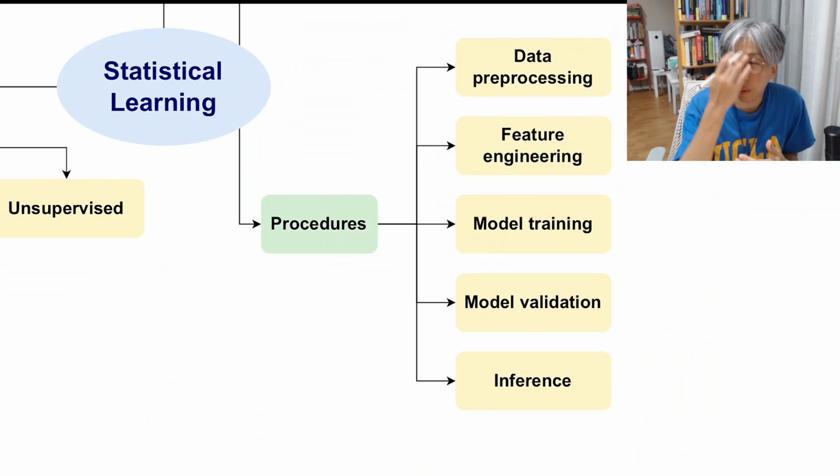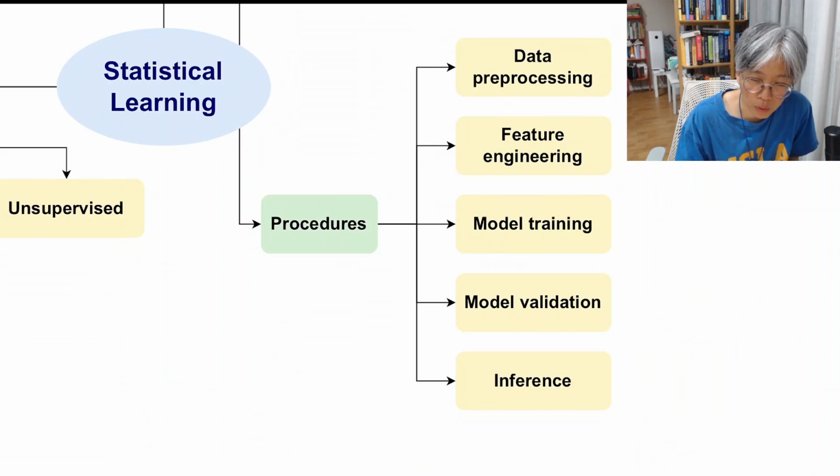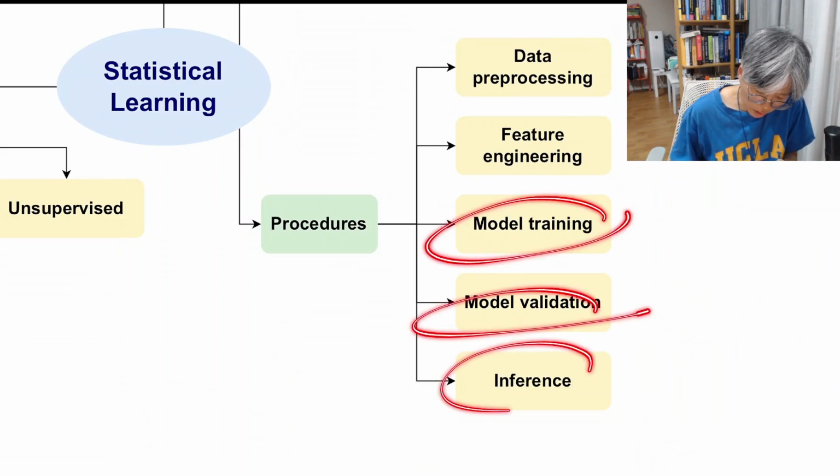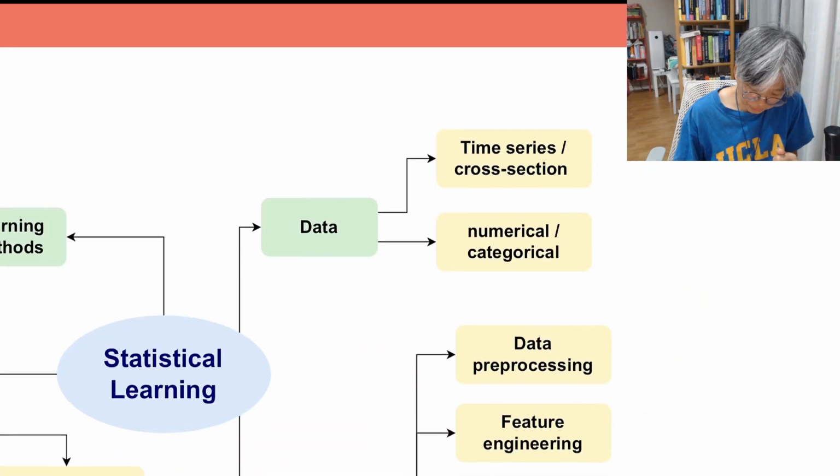Unless right now people may switch into the framework of deep learning, where you allow the model to extract the features for you. All right, but for machine learning algorithm that rely on feature engineering, you still need to do this process. And after that, you train the model, validate the model, and make a prediction.